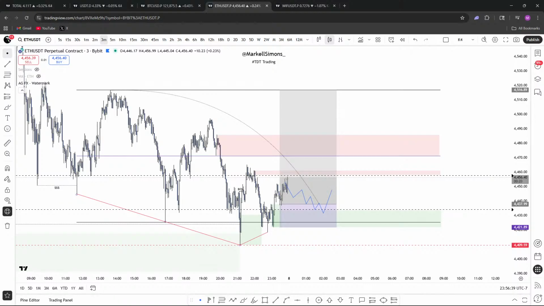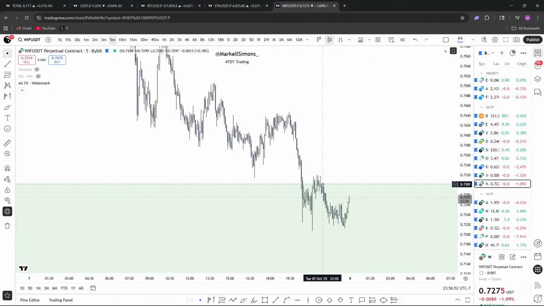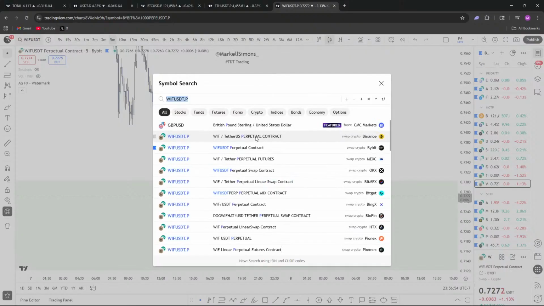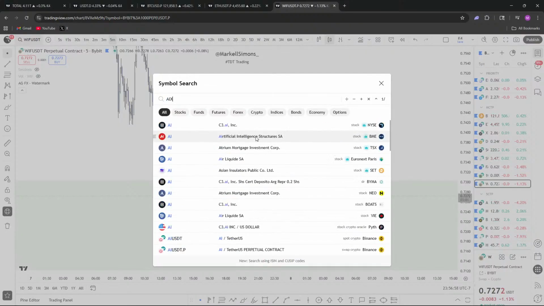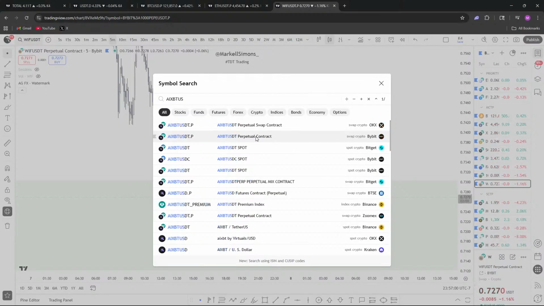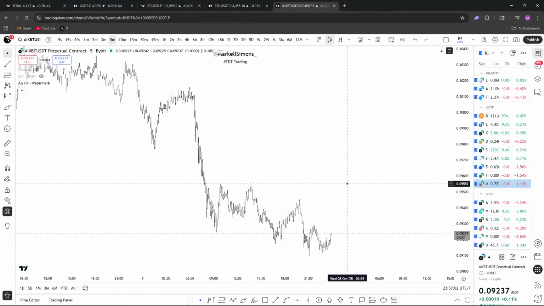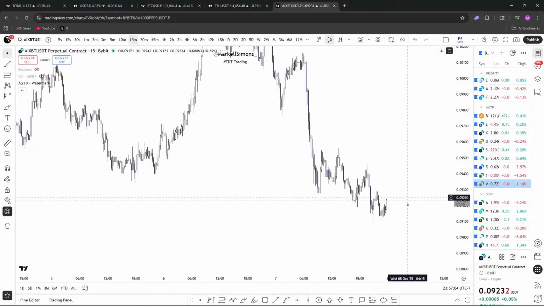I shorted AIXBT a couple weeks ago. Looking to long it now. Do you think it's putting in a good accumulation model in the lower time frame, like in 15 minutes? Let me check that out, brother. I got you. AIXBT USDT on the 15.